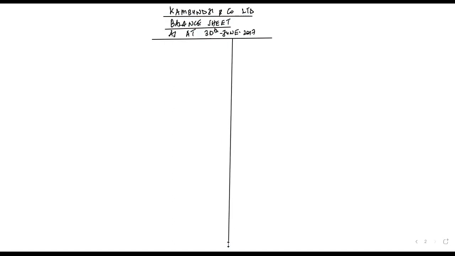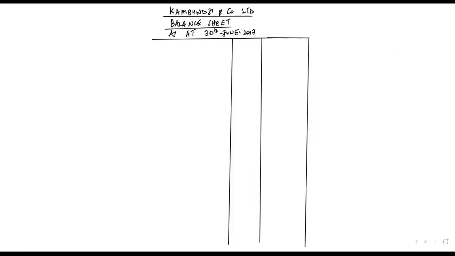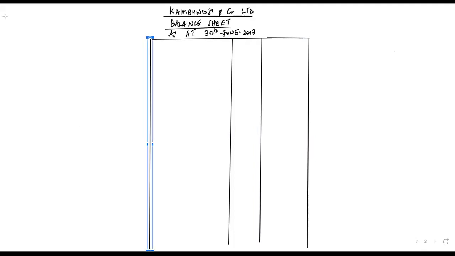So I will simply use two columns for purposes of simplicity and understanding. For this level, we don't have items like depreciation, accumulated depreciation. So it is just some simple balance sheet if you're trying to come up with. So we have our UGX.